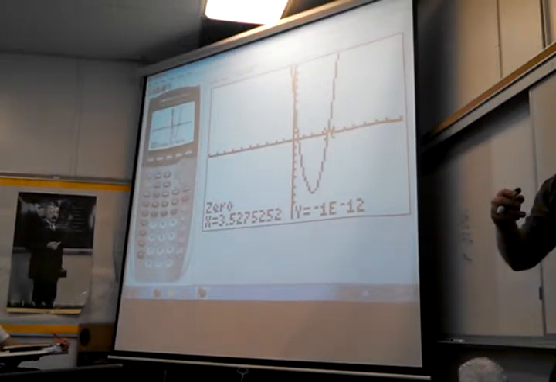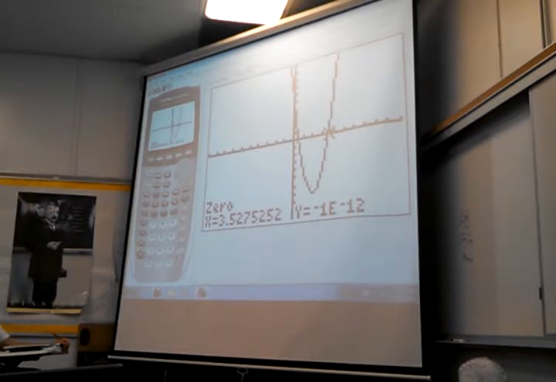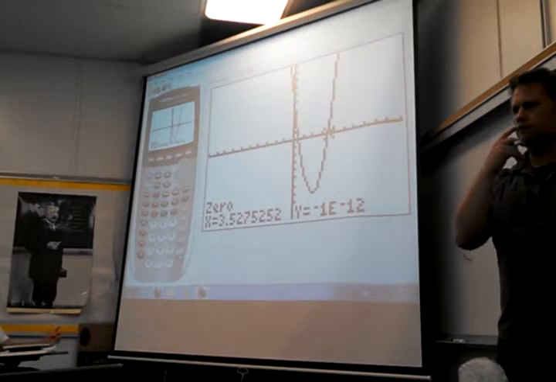How do I find the Y part? Just plug it in. Plug 2 in. So the Y would be 3 times 2 squared minus 12 times 2 plus 5. 3 times 4 is 12 minus 24 plus 5. Negative 12 plus 5 is negative 7. There's the Y part, right? Whoa.